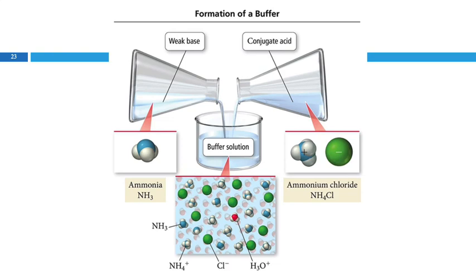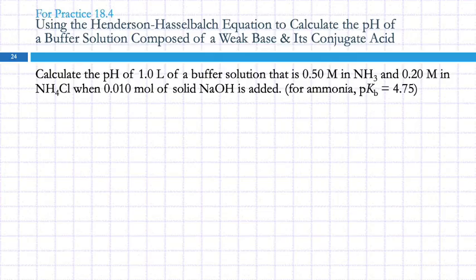Another picture of a buffer forming. So here we've got ammonia, the base, and here we have ammonium chloride. Do we care about the chloride? No. It's just there because the ammonium had to bring someone with him so he could be neutral. So we've got ammonia molecules and ammonium ions in here. If we add acid, it can react with the ammonia. If we add base, it can react with the ammonium.